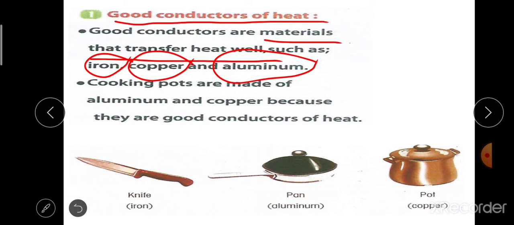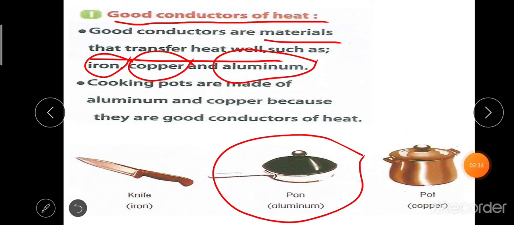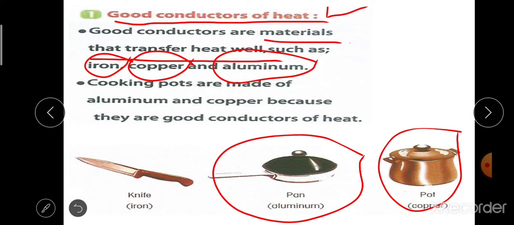Iron, copper, and aluminum are good conductors of heat. All of them, as you can see, are metals. So all the metals are good conductors of heat that allow heat to move through them and become hot. As you can see here, the cooking pan and the cooking pot. We use aluminum and copper to make the cooking pots and the cooking pans. Why? Because they are good conductors of heat. So when we put them on the stove or the fire, they become hot, so they can cook the food.